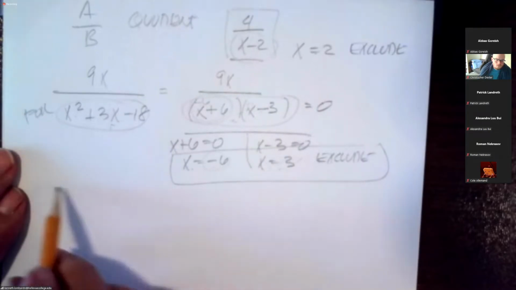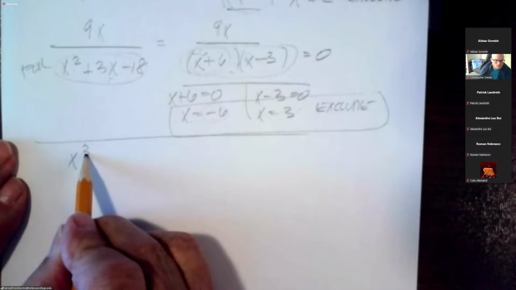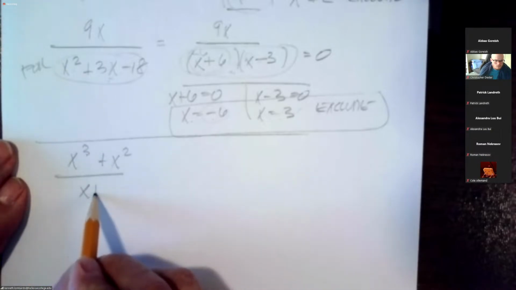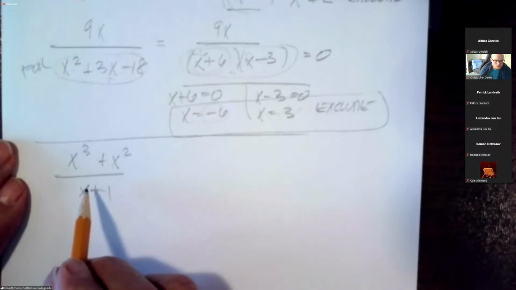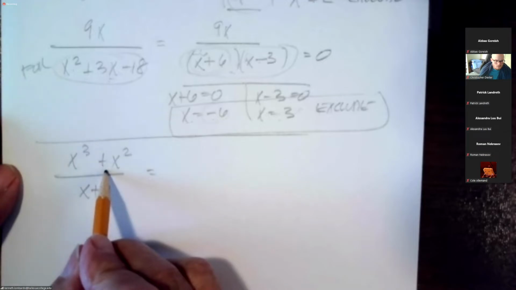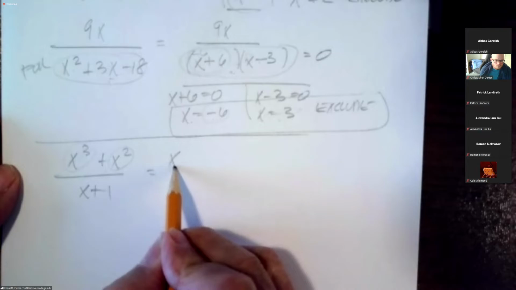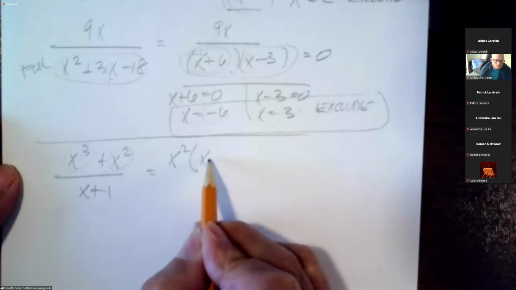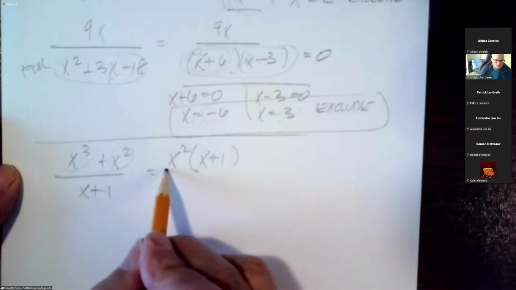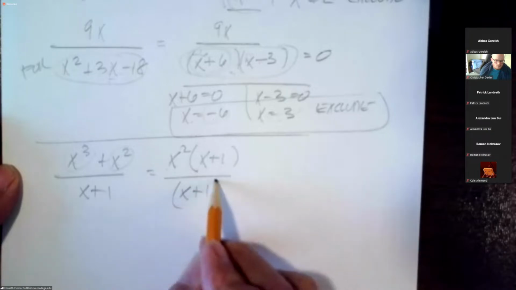I might have something like x cubed plus x squared over x plus 1. And here, say, can I factor that numerator? Well, I've got an x squared and an x cubed, so I could make that x squared times what? X plus 1. X squared times x is x cubed. X squared times 1 is x squared. That's good. Over x plus 1.